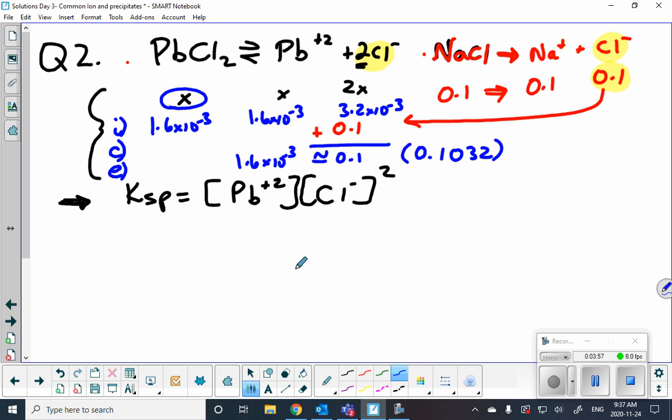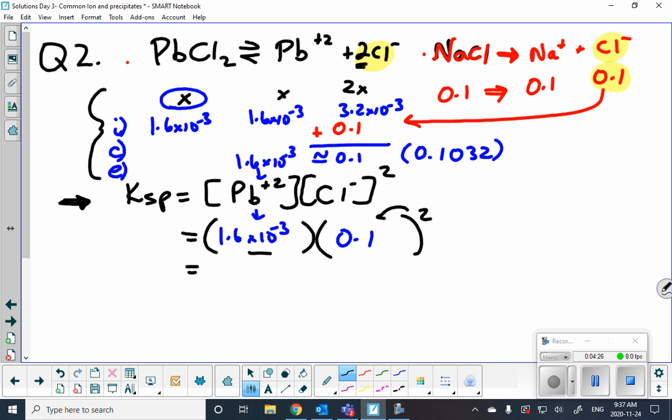Now we're going to put these values inside the brackets. So, using the math formula that I've calculated, the concentration of lead is 1.6 times 10 to the minus 3. The concentration of the chloride is going to be about 0.1. You can see it was 0.1032, but there's really only 2 significant digits there anyway, so it's about 0.1 squared. So we've got some math to do, folks. Square this value first, then multiply it to get the KSP. Gives us a value of 1.6 times 10 to the minus 5.